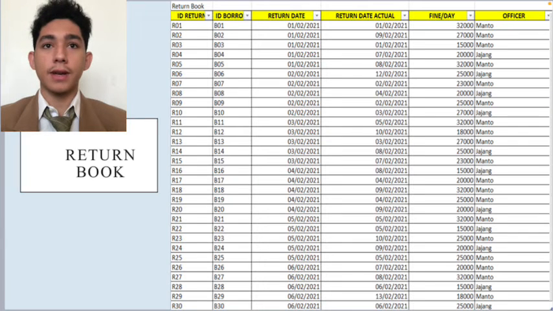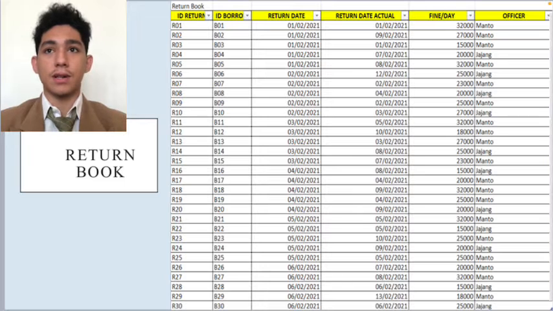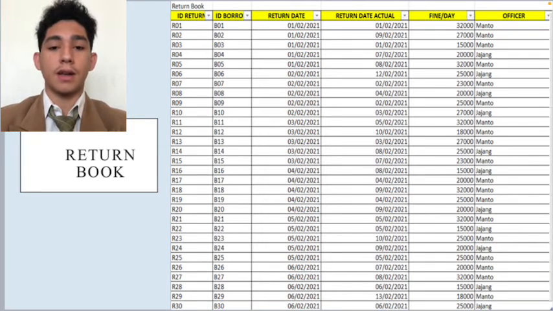This slide is showing about written book. In written book, there is ID written, ID borrow, written date actual, fine per day, and the officer. For example, ID written R01 and the ID borrow is B01. The written date is 1st February of 2021. The written date actual is 1st February of 2021. Fine per day of the book is 32,000 and the officer is Manto.